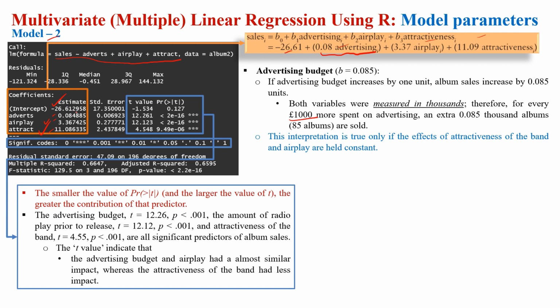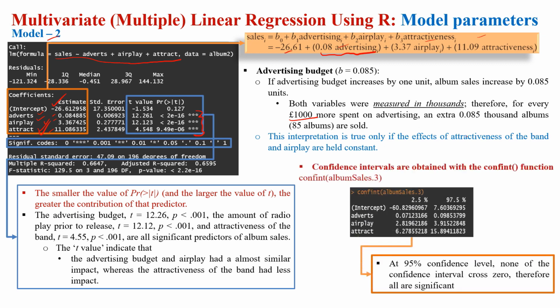In order to check the significance, we check the p-values. Because all the p-values are less than 1%, we can say that the effects of advertisement expenditure, airplay and attractiveness are significant on the response variable, which is the sales variable. There is another way to check whether these variables significantly affect the response variable, and that is with the help of a confidence interval.